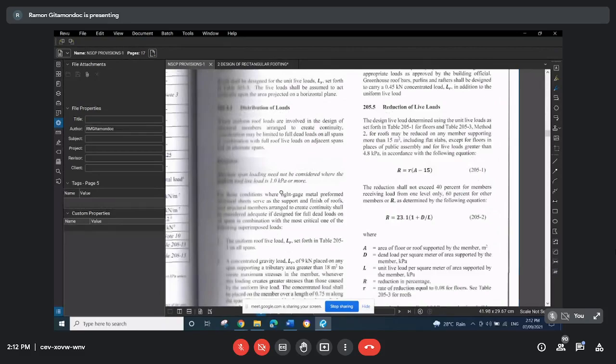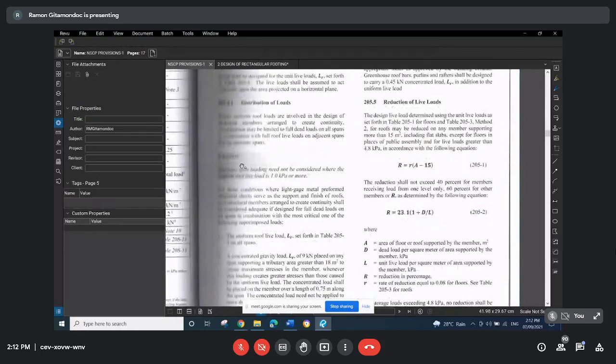Then here you have for roof live load, so there is a distribution. It mentions here how we distribute the loads. Then reduction of live load. If the load is applied over a large area, you can reduce the live load. So that is based on the statistical principle that a larger area is less likely to be filled up compared to a smaller area, at least most of the time.